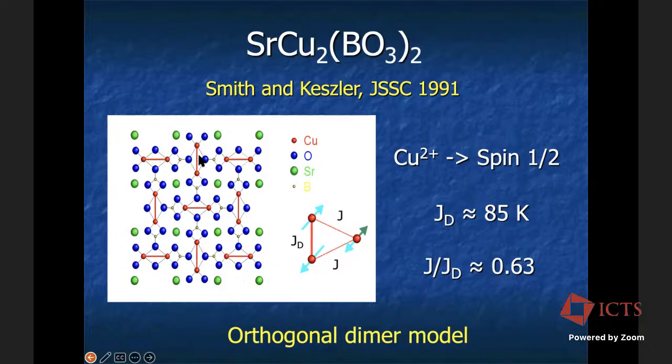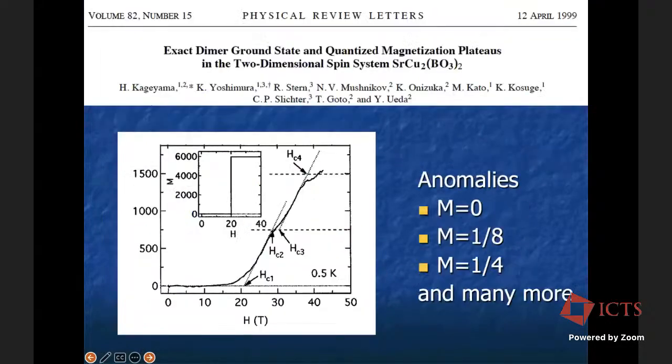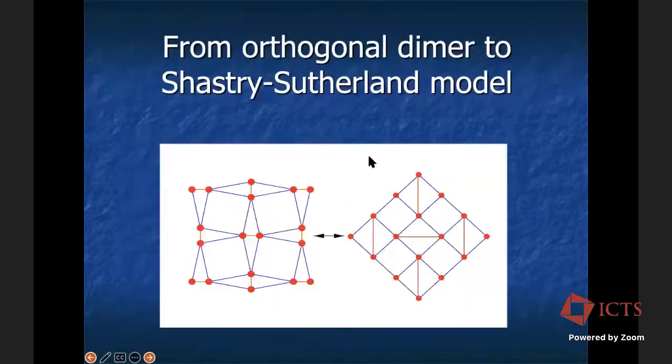So this system is made of orthogonal dimers of copper, here in red. Copper is 2+, so it's a spin 1/2. For that particular system, the ratio of the inter-dimer coupling to the dimer coupling is about 0.63. It's an orthogonal dimer model. It has a gap, so the system is going to be in a singlet phase, and this was shown by these experiments. They also revealed other anomalies and plateaus. This is why the system was famous in the first place, but this is not what I want to discuss today. I want to discuss the properties in zero field of the model.